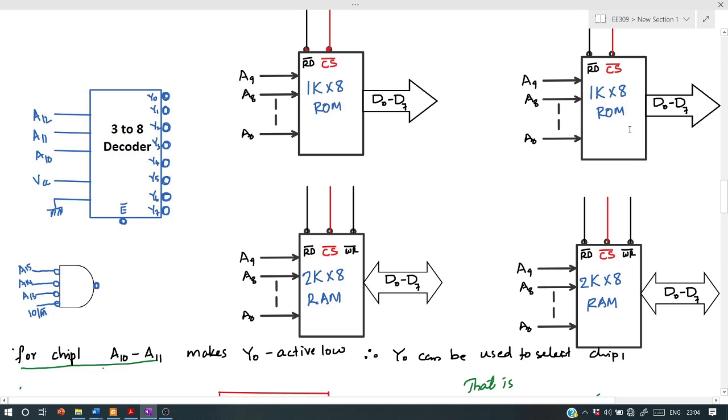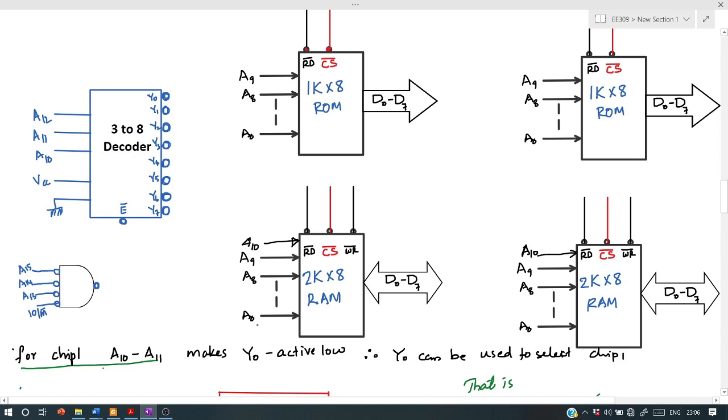Likewise, we need two numbers. Similarly, we need 2K into 8 RAM of two numbers. As it is RAM, read and write operation is possible. So in order to control read operation, we need RD bar signal, that is active low. Then WR bar signal in order to control write operation. And as mentioned above, it requires chip select enable signal or chip select signal. That should be active low signal.